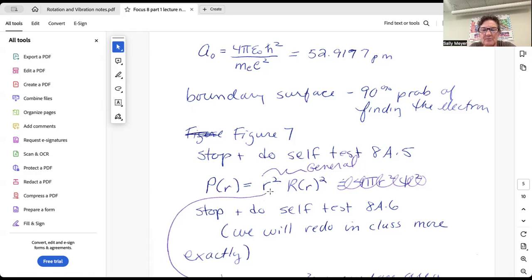So the r squared part of this term comes from knowing that it's not just a single point at that radius. You want to know, for example, what's the probability of finding it at 2 angstroms from the nucleus, something like that. You have to multiply by the whole surface area at 2 angstroms.